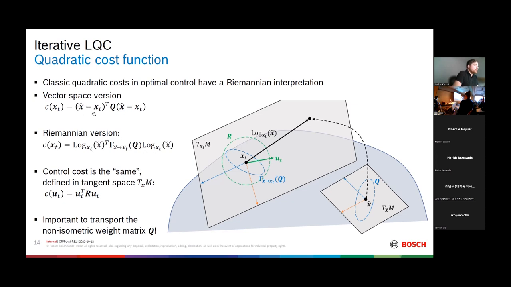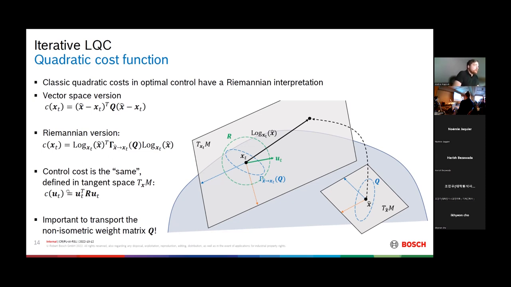First of all, we measure the state deviation again using the logarithmic map. Here you can see this is my target state and it has its own tangent space, and we have some weighing matrix, the Q. On the other hand, we want to measure the error in my current tangent space, so I use the log map, and I also use the parallel transport of this weighing matrix so that in the local tangent space, this is consistently rotated. And here you can see it's an ellipse, so you can imagine that the eigenvectors are rotated and have the same angle with respect to the basis. So this is again an important step in the solution to consider.